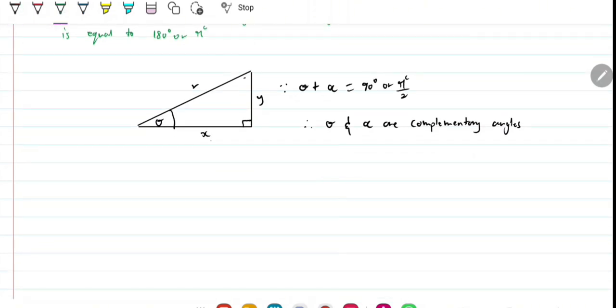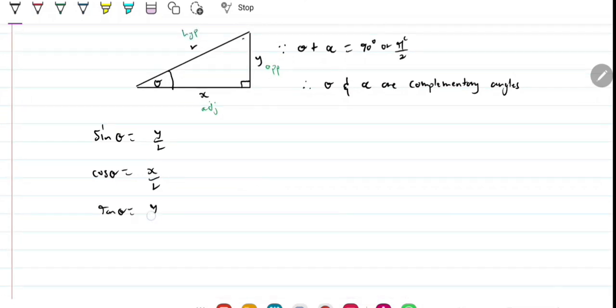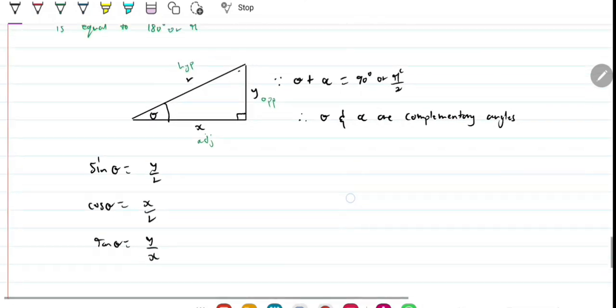And if we're focusing on this theta, y is the opposite side, x is the adjacent side, and r is the hypotenuse, right? So we know that sine theta is equal to opposite over hypotenuse, y over r. Cos theta is equal to x over r, and tan theta is equal to y over x.